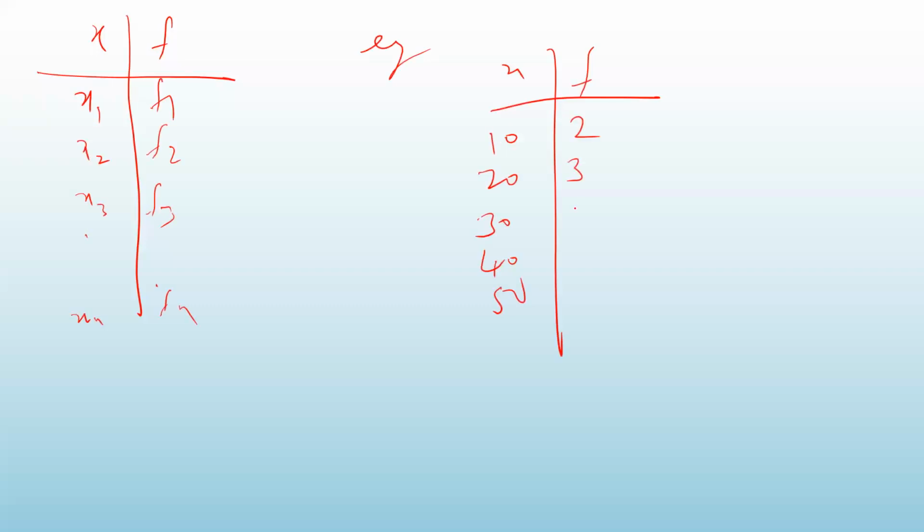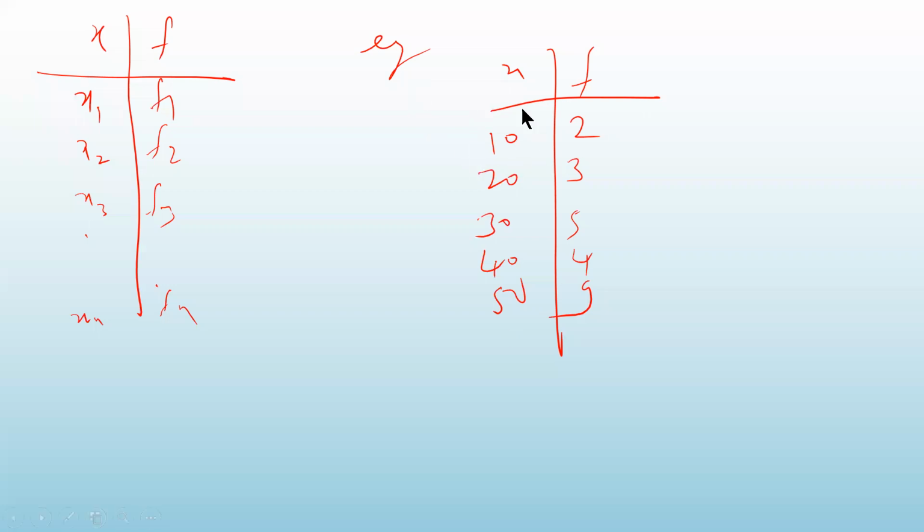For example, this is a discrete type of data. N is repeated 2 times. Frequency of 20 is 3, 5, 4, 9, whatever. Okay. This is a discrete type of data. It is group data because the frequency table is given. Whenever table is given, it is group data. And whenever distinct values are given, it is discrete type of data.